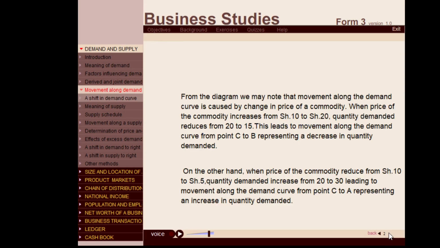From the diagram, we may note that movement along the demand curve is caused by change in price of a commodity. When the price of the commodity increases from 10 shillings to 20 shillings, quantity demanded reduces from 20 to 15. This leads to movement along the demand curve from point C to B, representing a decrease in quantity demanded. On the other hand, when the price of the commodity reduces from 10 shillings to 5 shillings, quantity demanded increases from 20 to 30, leading to movement along the demand curve from point C to A, representing an increase in quantity demanded.